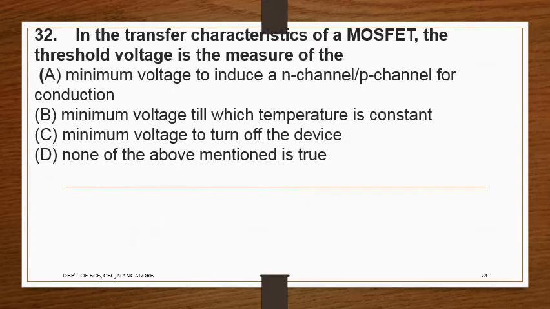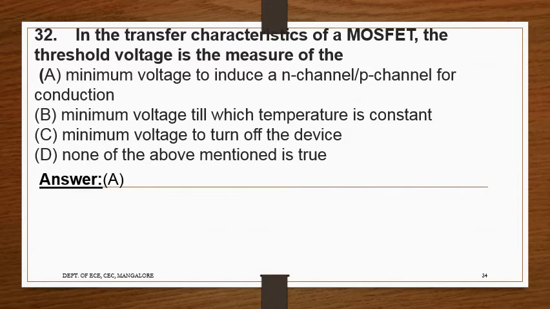In the transfer characteristics of a MOSFET, the threshold voltage is the measure of A, minimum voltage to induce a N channel or P channel for conduction. B, minimum voltage till which temperature is constant. C, minimum voltage to turn off the device. D, none of the above is true.